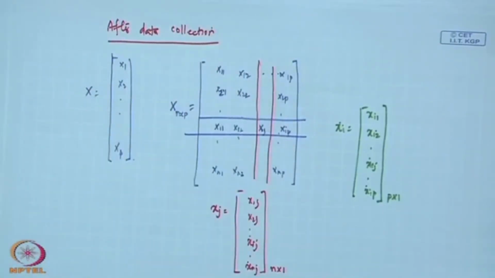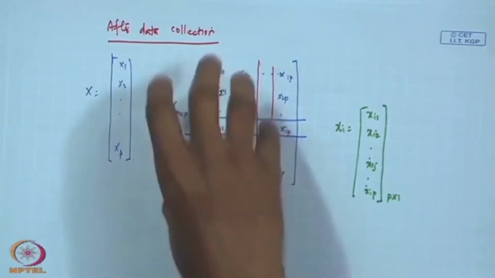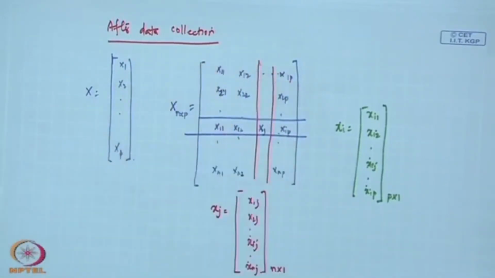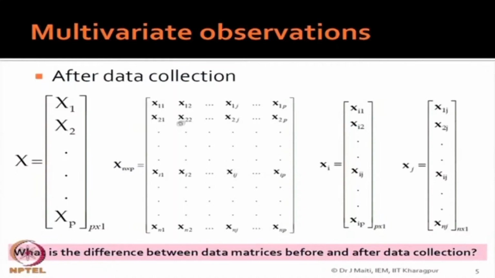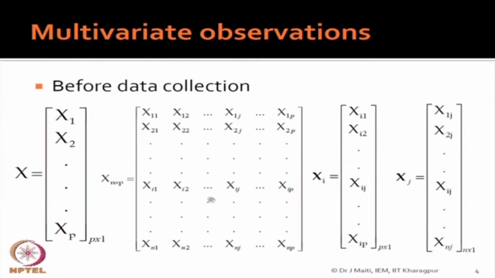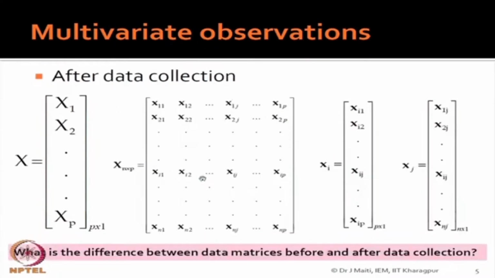Then my question is, what is the difference between the first matrix and second matrix? This is our second matrix, where we said that after data collection, and this is our first matrix, we say this is before data collection. What is the difference? The second matrix values are known. So, they are fixed values now. From the data collection point of view, they are fixed values. First matrix, you don't know what value you will get.